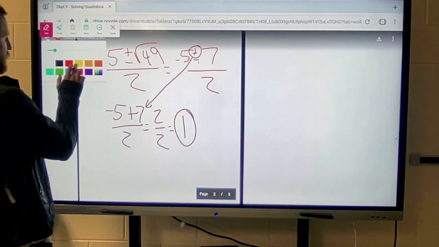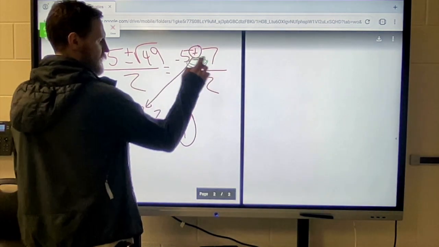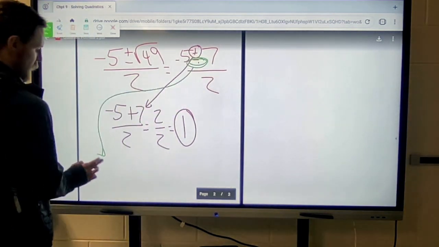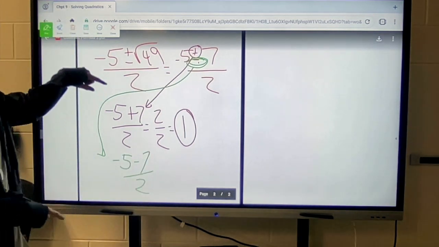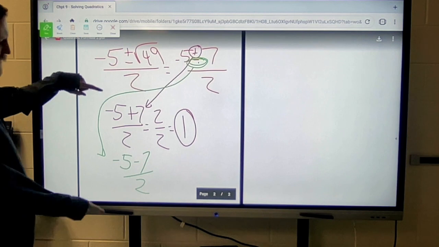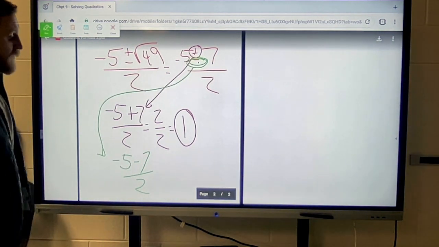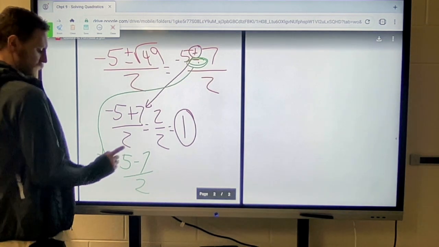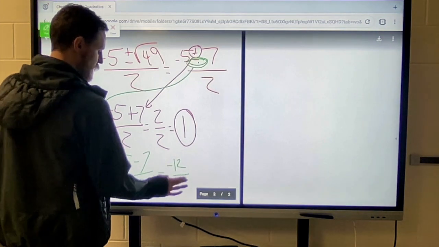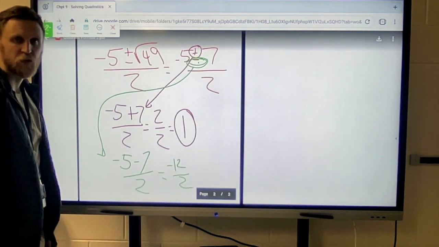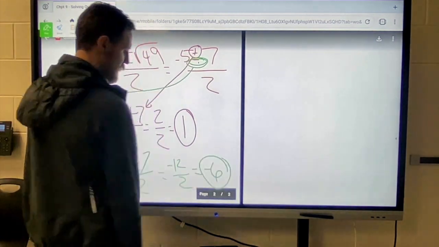And then the second option is, well, what if we did it when it was a minus 7? So let's see what that's going to look like. Negative 5 minus 7 over 2. So see how when we have that plus or minus, it's just like, okay, let's do it with a plus, and then let's do it with a minus. Negative 5 minus 7, type that in your calculator, you get a negative 12 over 2. Neat. Negative 12 divided by 2 is negative 6. There's my two answers.